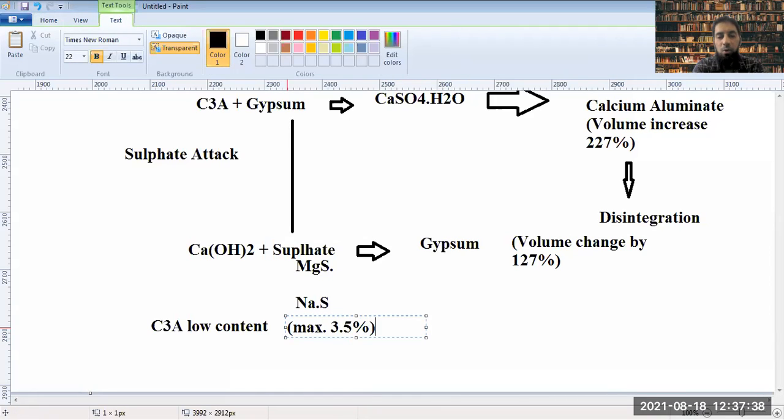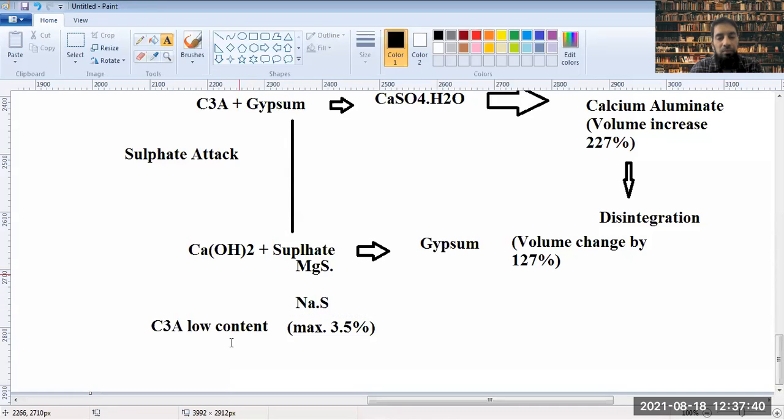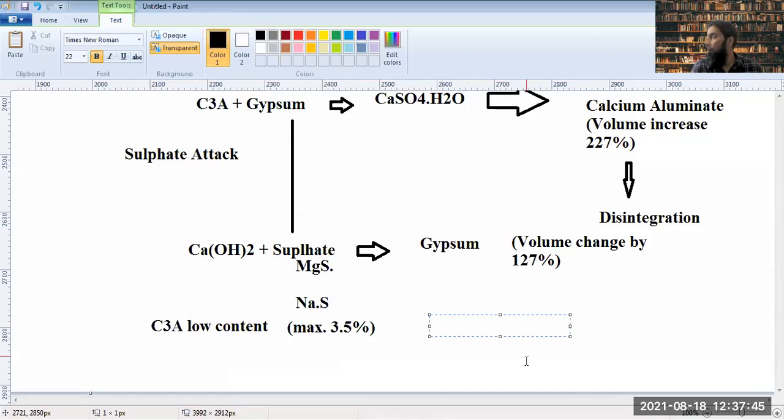How much was it in the OPC? Anyone? How much was the amount of C3A in OPC, ordinary Portland cement, that we discussed last time?